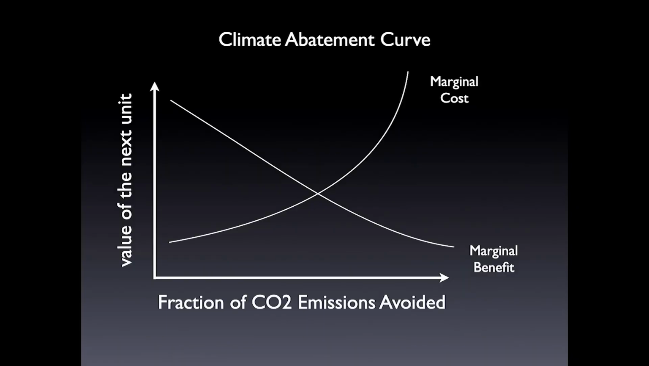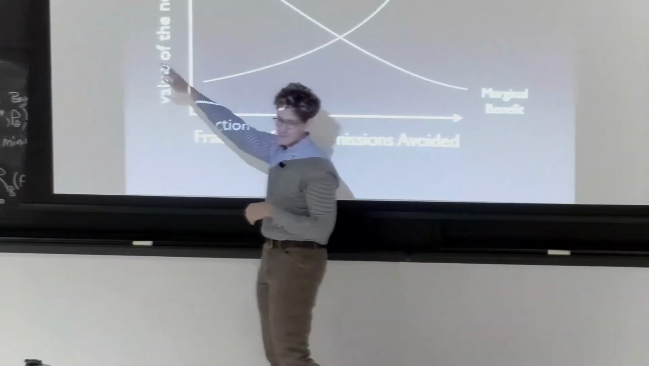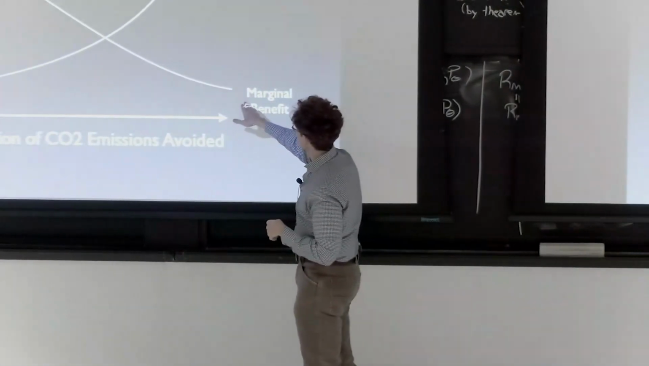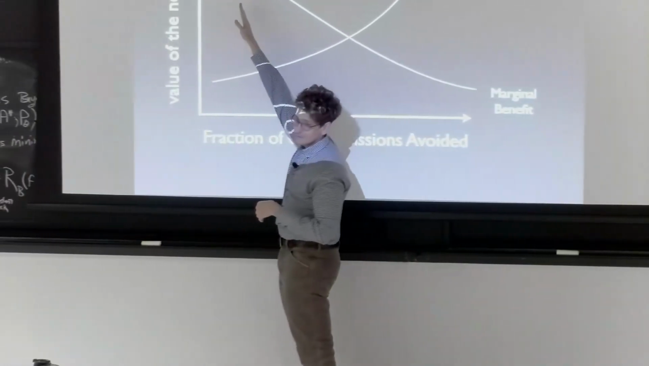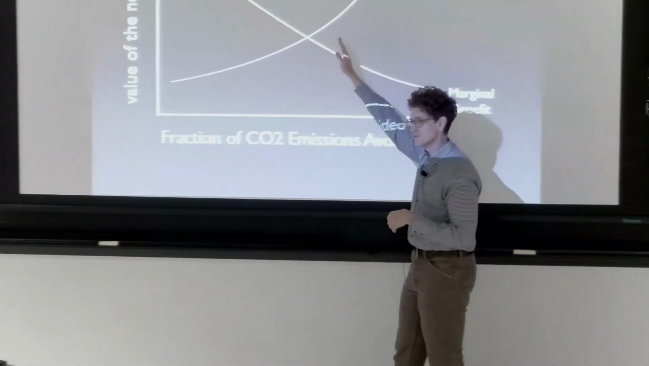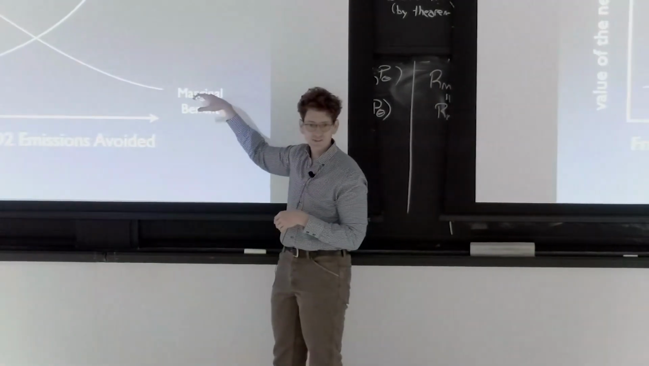This is the fraction of CO2 emissions avoided. Somewhere over here is 1, right? And this is the value of doing something with the next unit of something. So here we have the marginal benefit. So we remove one, and we get some benefit in terms of climate, and it is more or less linear. It may taper off down here at some point, right?